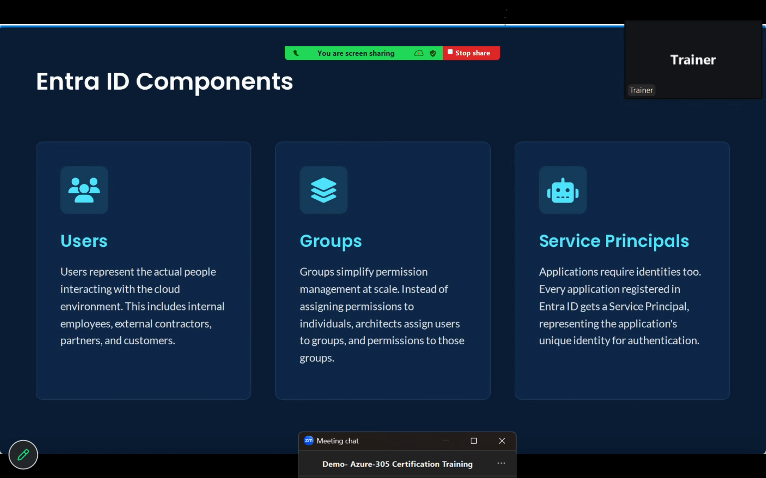Let's talk about an architecture scenario. Take an example: a company has 500 applications. Do you want to manage 500 application passwords? Yes or no? Think logically. No.